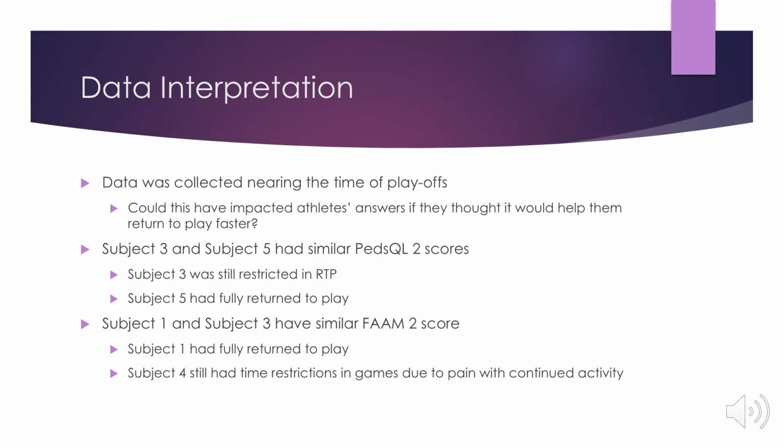And then another interesting one similar to that is in the FAAM sports subset. Subject 1 and Subject 4 had similar scores. So Subject 1 had fully returned to play, and Subject 4 was still limited in the time they were allowed to play in games due to fatigue and pain with continued activity. But patient one's sports subset score for their second one was 75%, and patient four's score was 71.88%. So again, they are similar, and yet they're in two separate different portions of their own return to play.